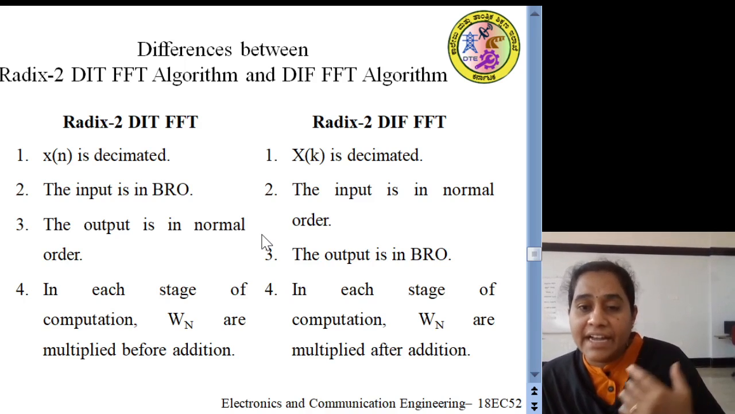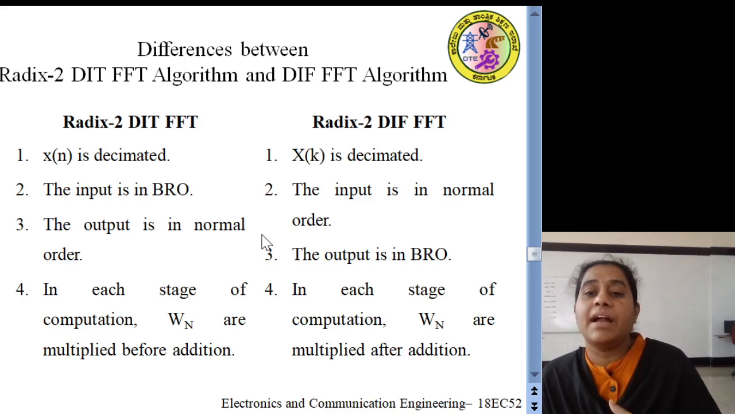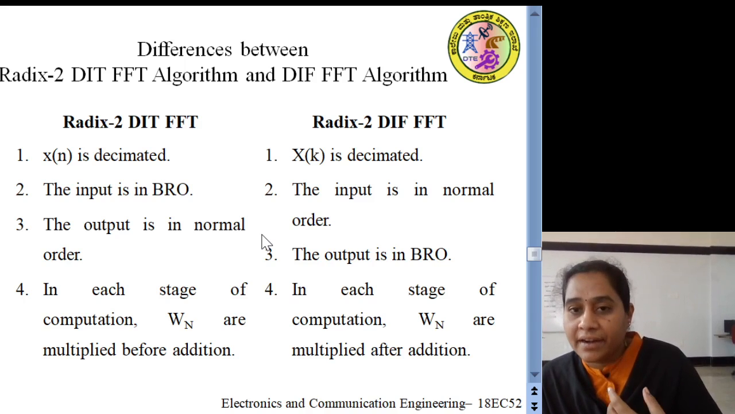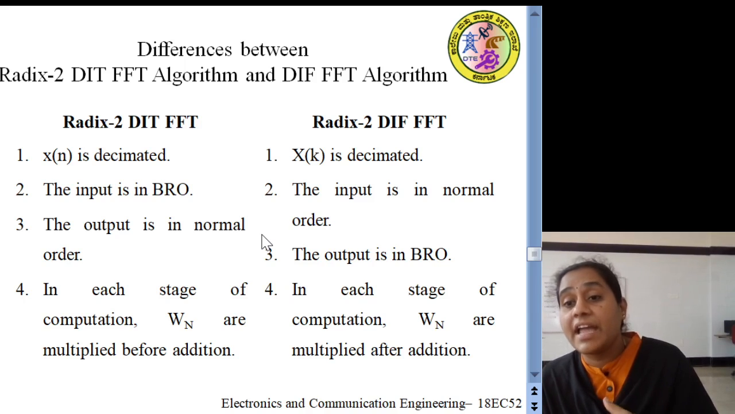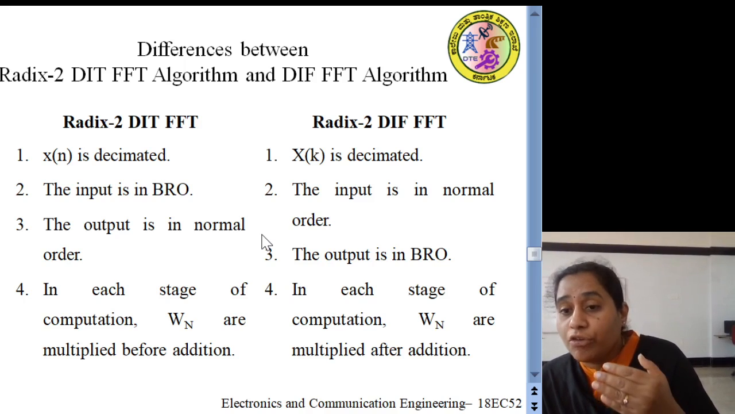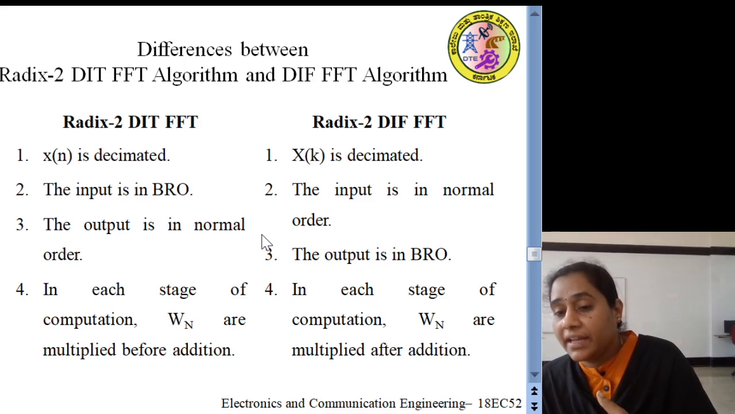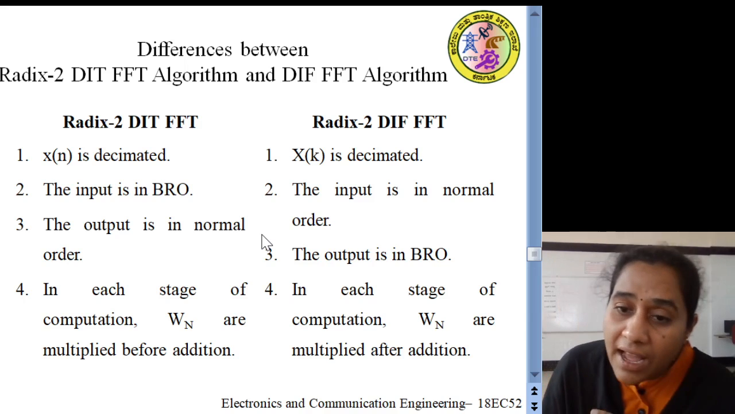So the next difference is the output. The output from the DIT FFT algorithm is in normal order, so in natural order we are going to obtain the output. But if you come to our DIF FFT algorithm, the output will not be in natural order. Instead, it is in bit reversal order.